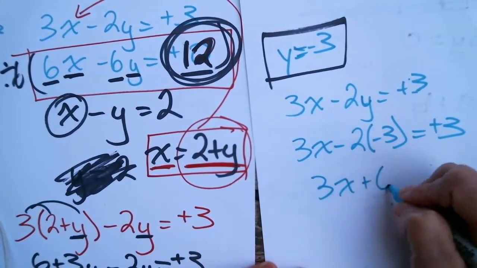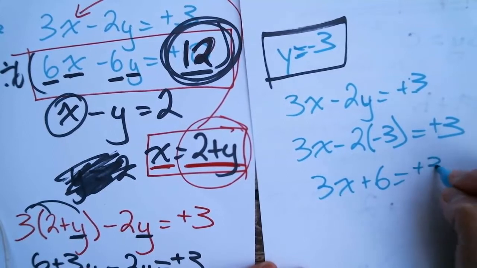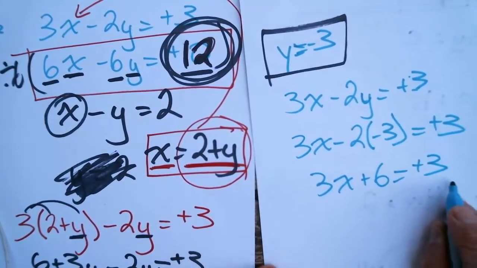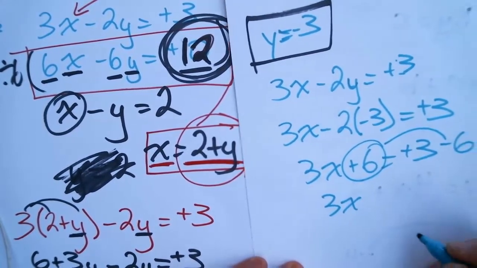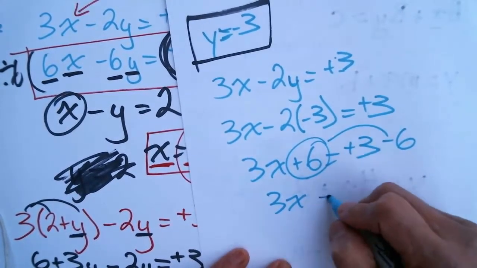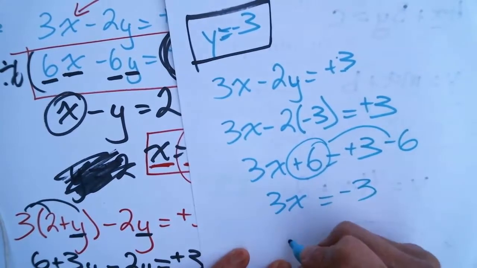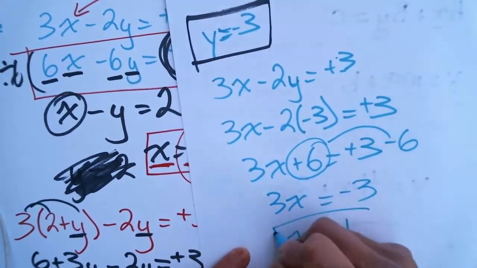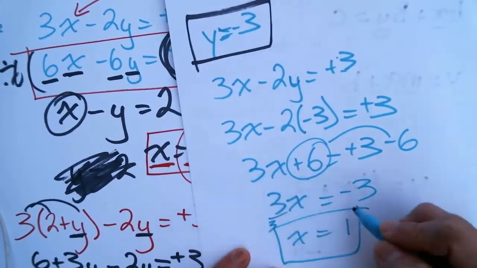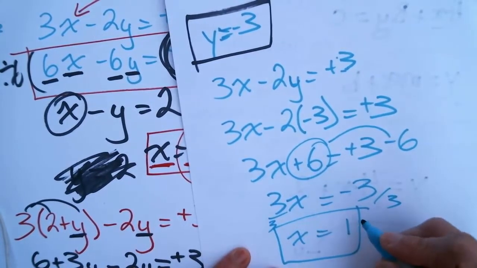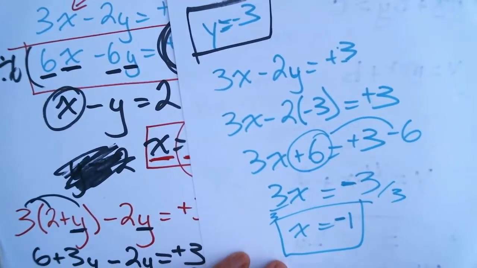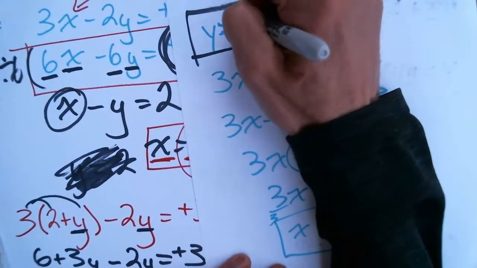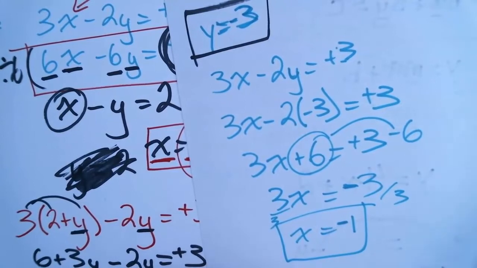3x equals positive 6. So I get 3x plus 6 equals 3. 3x minus 6, change side, change operation, equals minus 3. X equals 1. How'd I get that? Divide by 3, divide by 3. There's the error. Negative 1. So now I have these two numbers. Y equals negative 3. X equals negative 1.